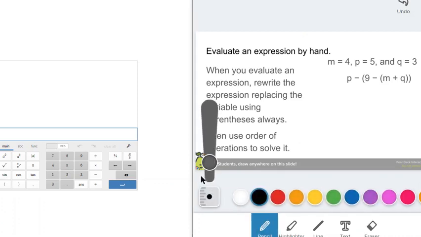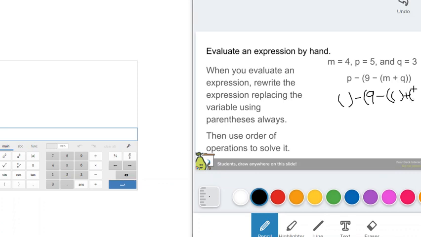So in this case, I have the expression p minus 9 minus m plus q, and what I'm going to do is, instead of writing variables, I'm going to write a set of parentheses for each letter that I find, and everything else I'm just going to copy. I found a letter here, I'm going to write a set of parentheses there, plus another letter, another set of parentheses, and there are two parentheses here that I'm going to write as well. After I do that, I'm going to start replacing values.